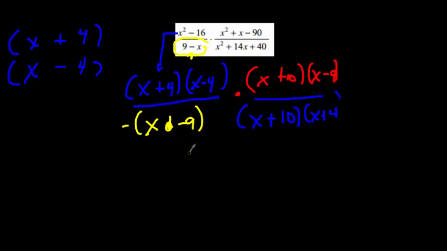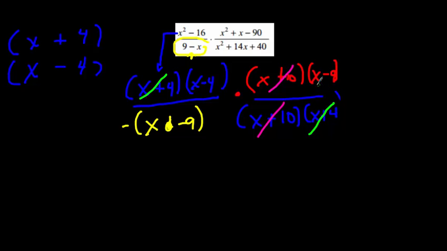Okay, and then what I want to do is just go through a systematic process of evaluating, see what's on the top, what's on the bottom, and maybe what can divide out. So here I see an x plus 4, and over here I see an x plus 4. So those are divided out and gone. I can get rid of those. Here I see an x plus 10 and an x plus 10, so I can divide those off, and those are gone.